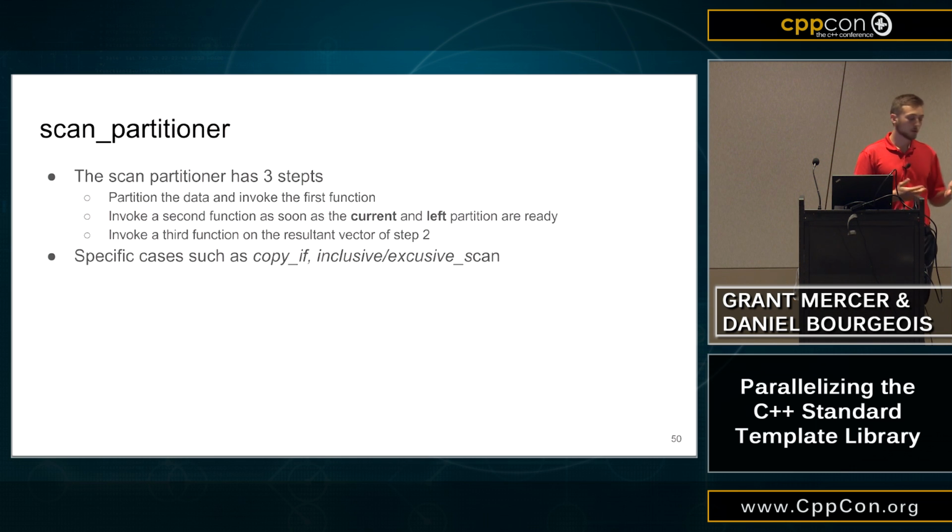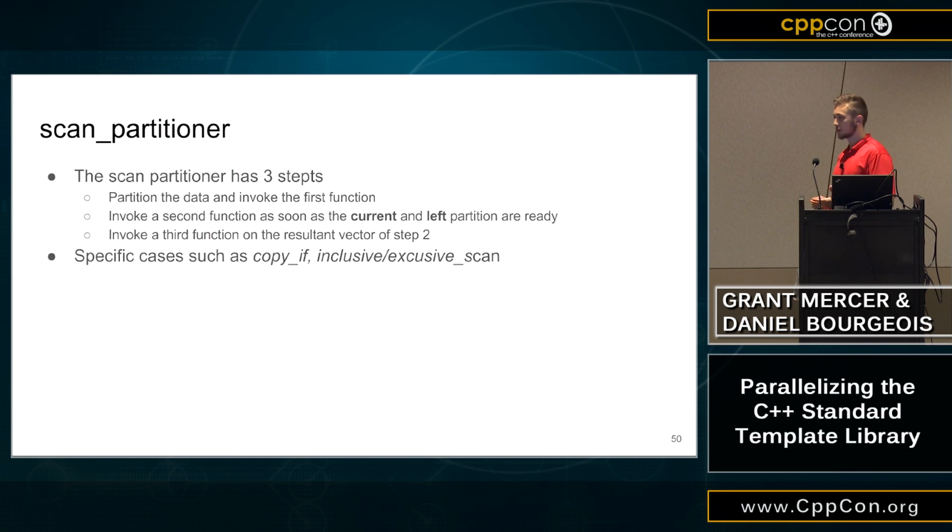And now on to the last one, and the most complex. The last one had 2 steps, and now this one has 3 steps. The scan partitioner will first partition the data and invoke a function on each equal partition, as we do with the other ones. What's different in the second step is that we'll invoke a second function once the current and leftmost partition are ready. So this will allow us to overlap our second invocation. And then on the third step, we're going to invoke a third function on the resultant vector of step 2.